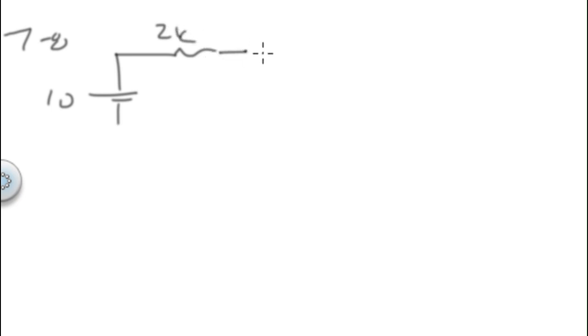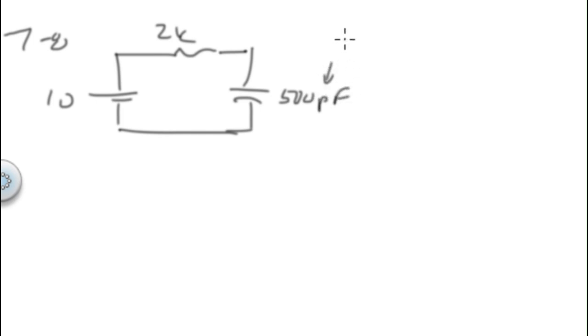So problem number 8. Now we're asking for a Thevenized circuit. So for 7-8, I Thevenize and I get 10 volts and 2K, and then a capacitor of 500 picofarads. Pico means what? 10 to the minus 12th. Nanos 10 to the minus 9th. Picos 10 to the minus 12th. Okay.